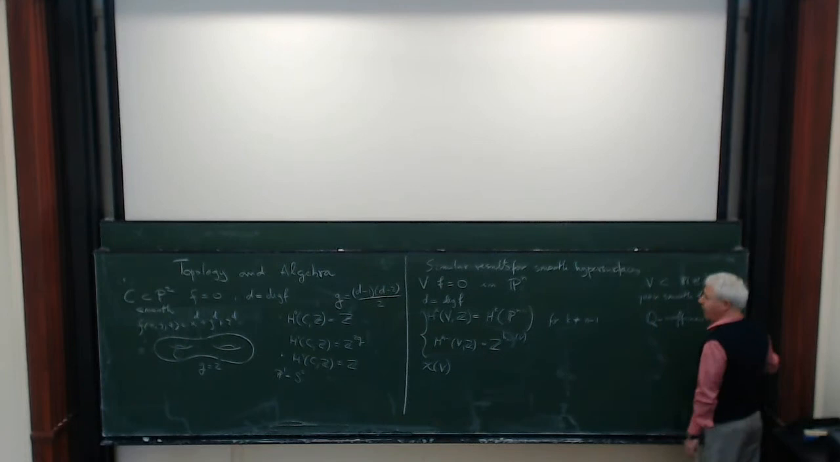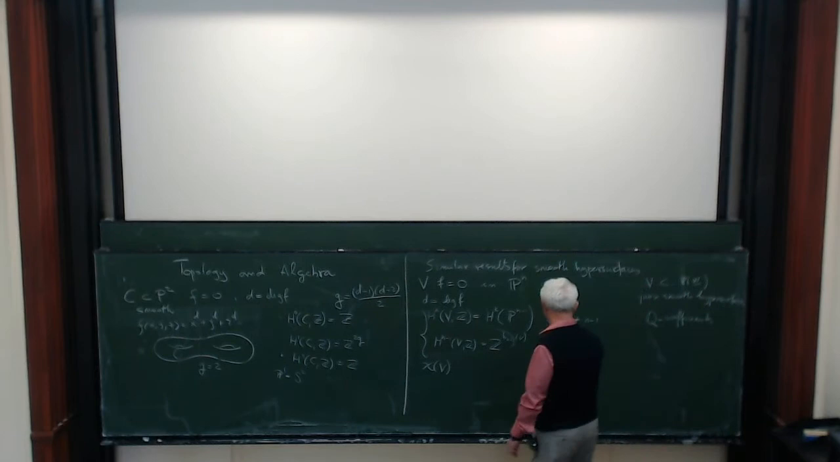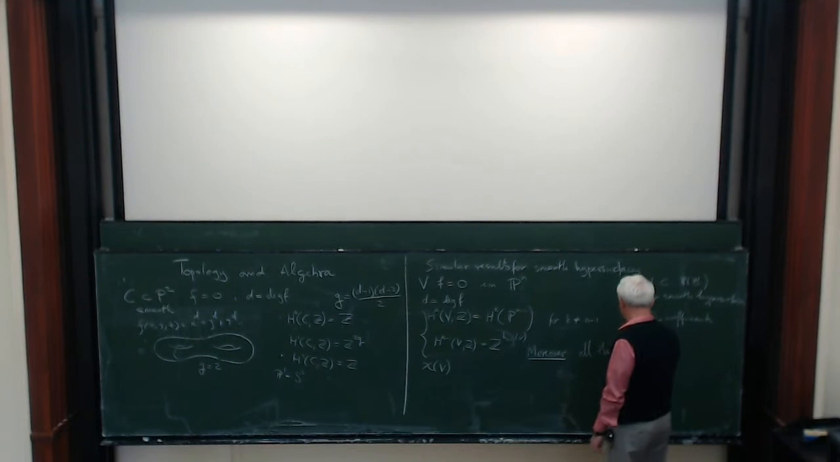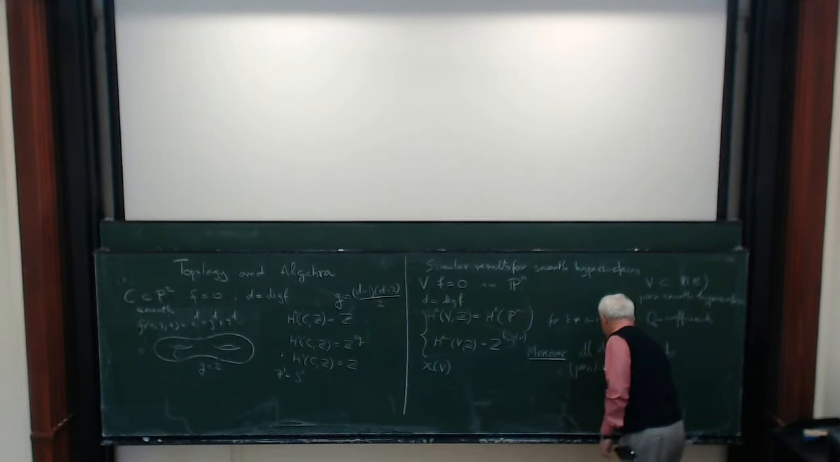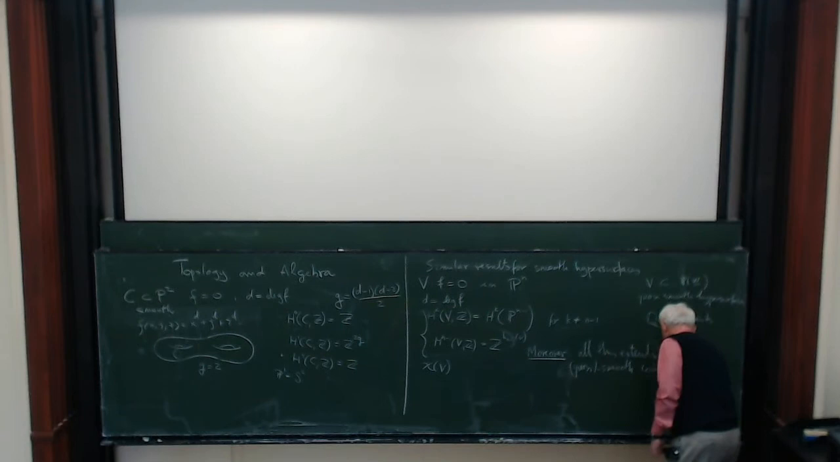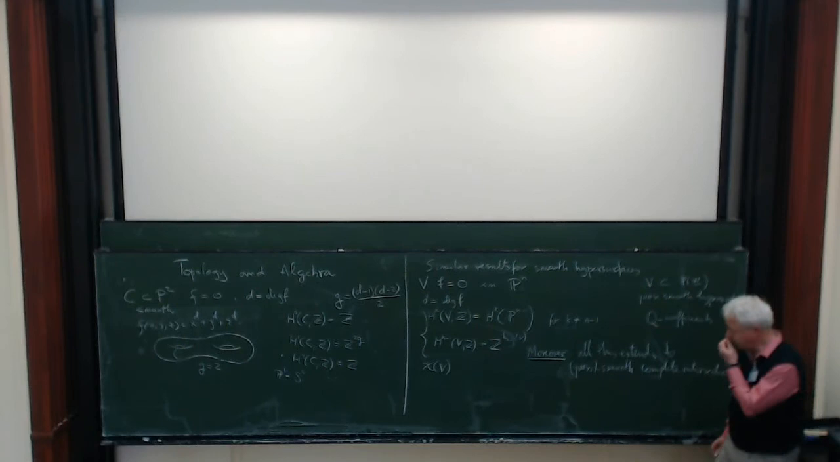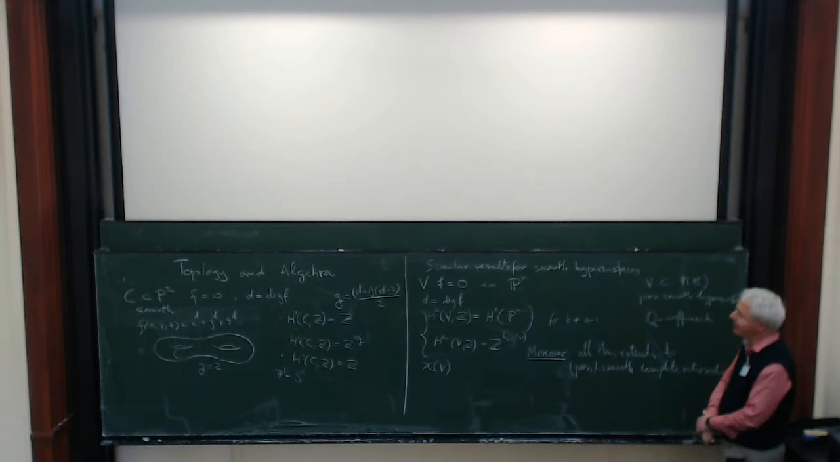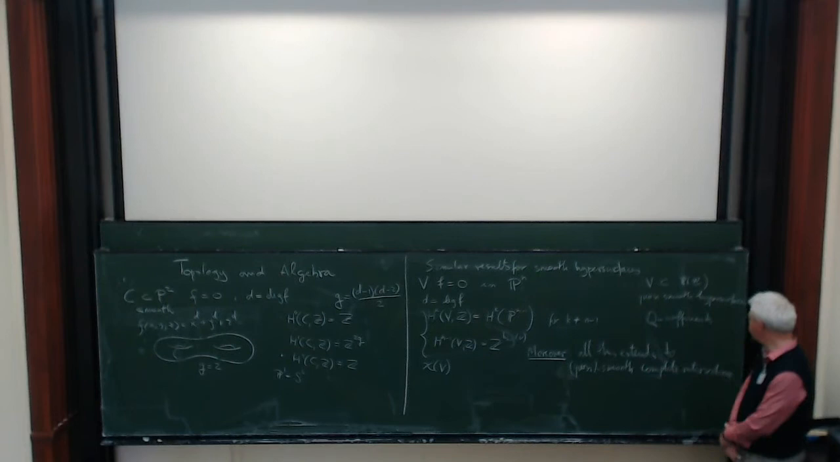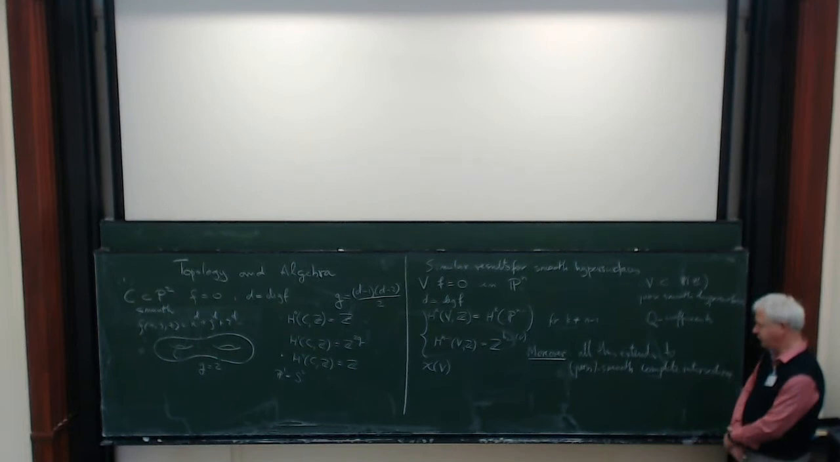And moreover, all this extends to quasi-smooth complete intersections. So if you have not just one equation, but several equations, and if they are transversal enough to get a smooth complete intersection in the classical case, and a quasi-smooth complete intersection in the weighted projective case, then all these results extend to this case. Okay.